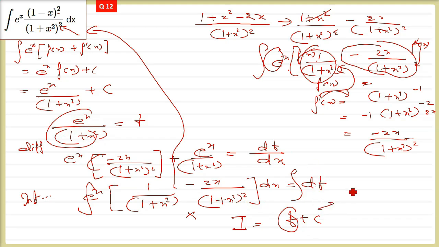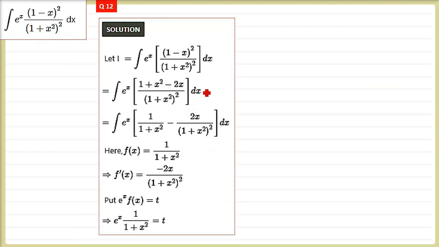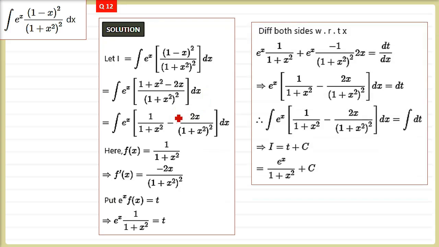And what was t we assumed initially? It's e raised x by 1 plus x square plus constant of integration. This is I. So how are we going to solve it? This is the step-by-step solution, a step-by-step process which you have to follow.